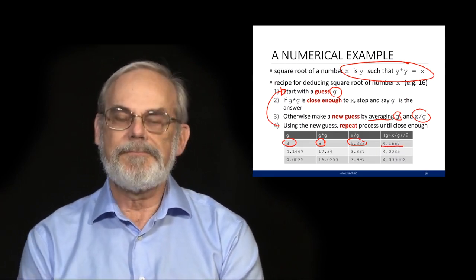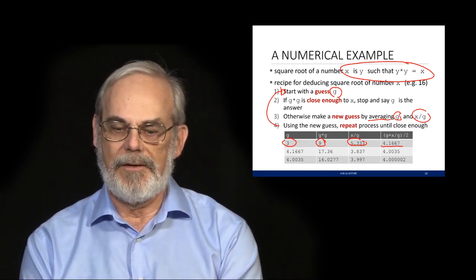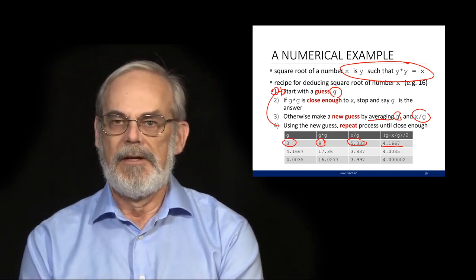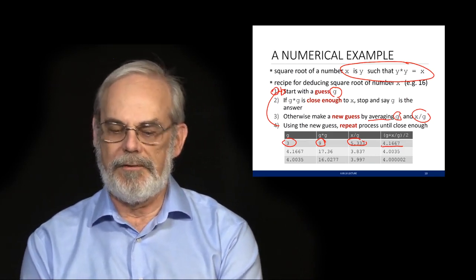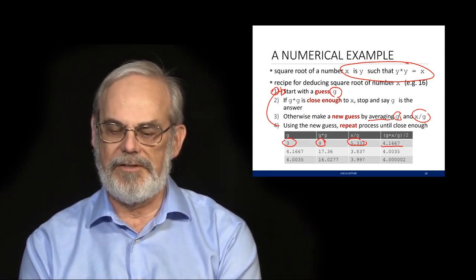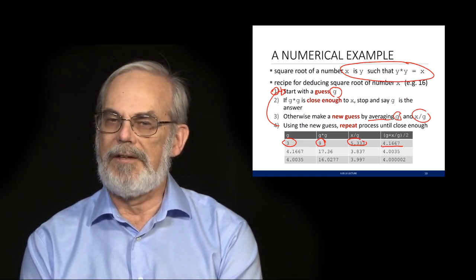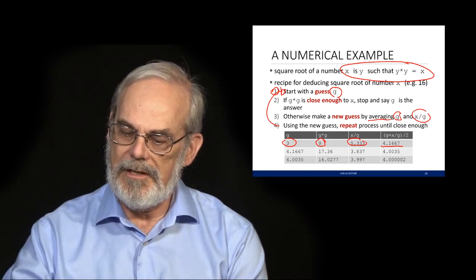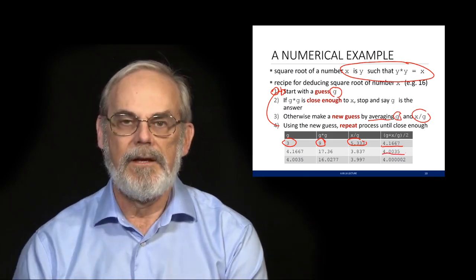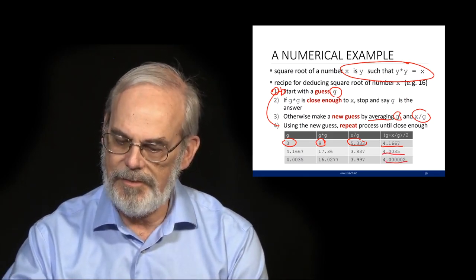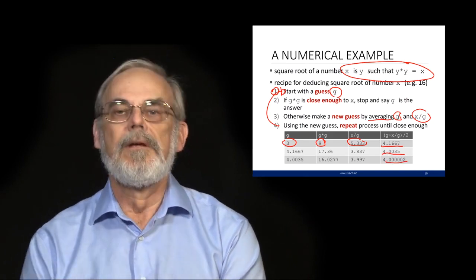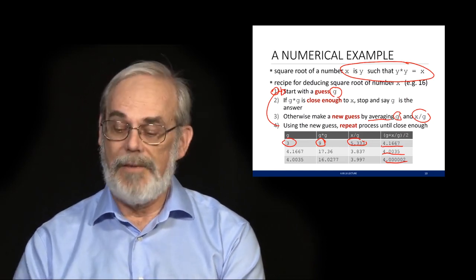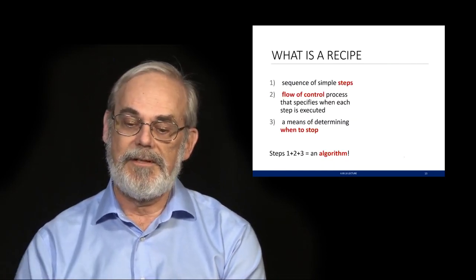With that better guess, I'm now going to do the same thing. I'm going to go back through that loop, go back up to step number 1, and say try it again. And you can see the steps here. I square 4.1667, I get 17 and change. It's really not close enough. I take x divided by g, I take the average of g and x divided by g, and I get a much better guess. And you can see after the next round, I get a guess that's close enough, I'm probably ready to stop. So, this is a nice example of a little algorithm. It's a little recipe.